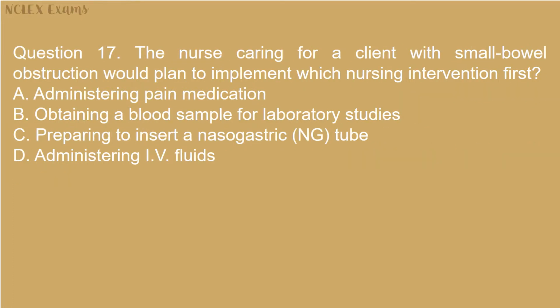Question 17. The nurse caring for a client with small bowel obstruction would plan to implement which nursing intervention first? A. Administering pain medication. B. Obtaining a blood sample for laboratory studies. C. Preparing to insert a nasogastric NG tube. D. Administering IV fluids.